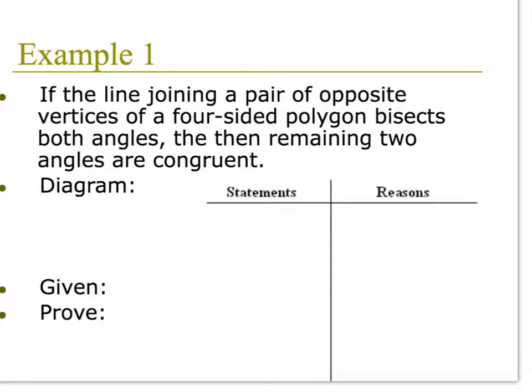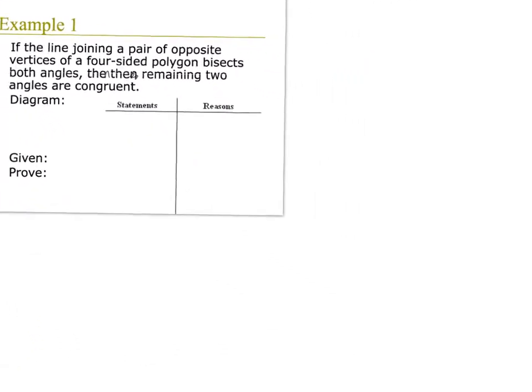So here's the situation. Given an if-then statement, hopefully properly written. This one is not. No, it's properly written. All right, so it says, if the line joining a pair of opposite vertices of a four-sided polygon bisects both angles, then the remaining two angles are congruent. What the heck? Okay. Now this one's a little bit more involved than some of them. It's definitely a little bit more difficult, but we'll work through it together. So first thing I want to do is draw a picture, and I'm going to move this way out of the way so I got room to work, all right?